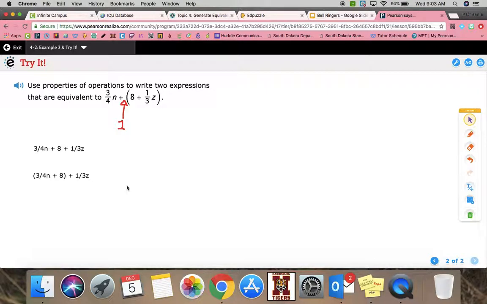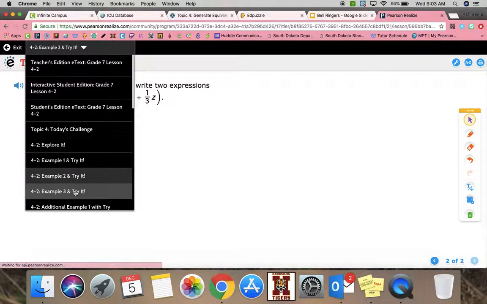That's when we did the 2 plus 3 in the parentheses plus 4 is the same as 2 plus, in parentheses, 3 plus 4. Okay, so we can rearrange those parentheses as long as the numbers are all still in the same order. So here are two expressions that are equivalent, that are the same as this one up here. Okay, so let's move on to example 3.